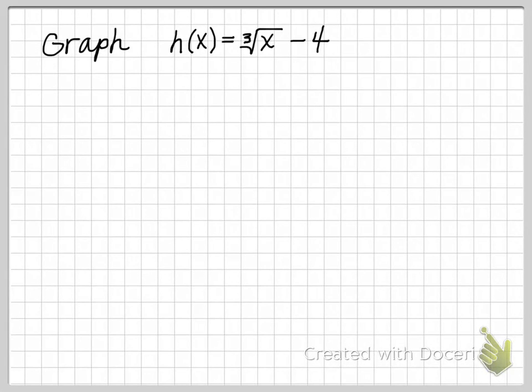We want to graph h of x equals the cube root of x minus 4. And we're wanting to graph this without our calculators, and we want to use our knowledge of transformations. So we'll begin by identifying the parent function.